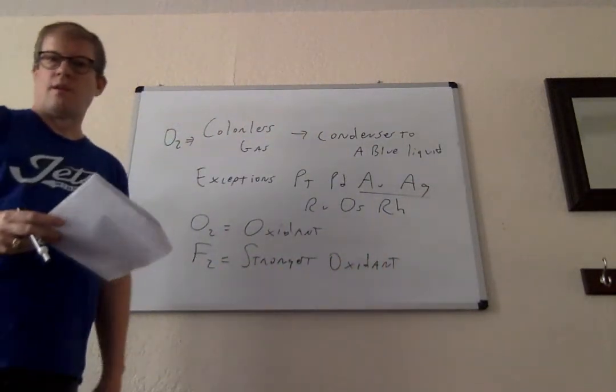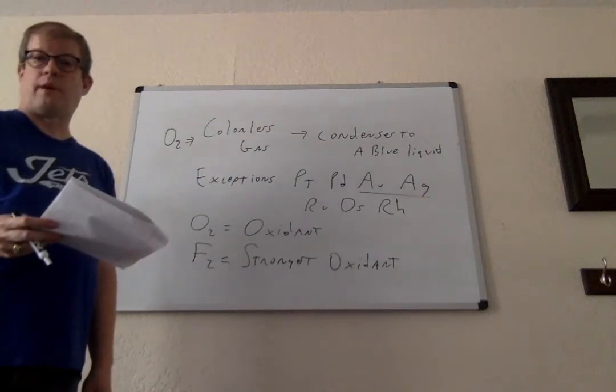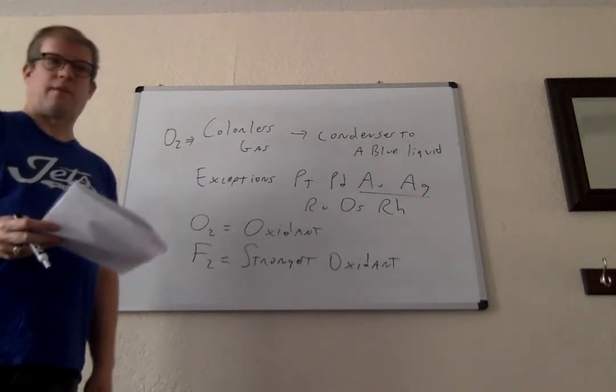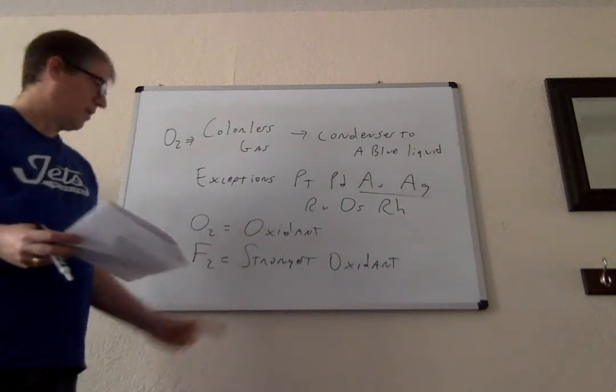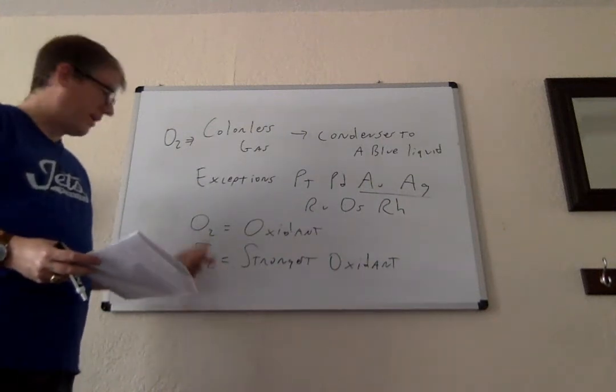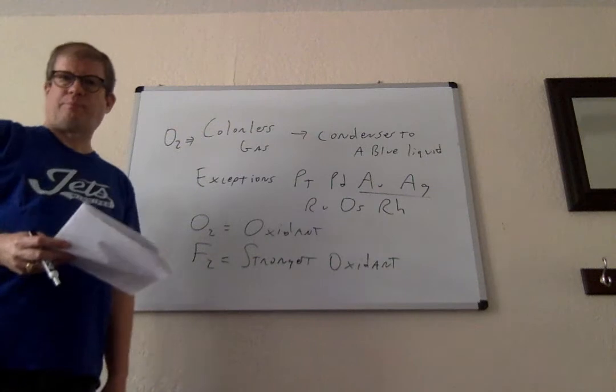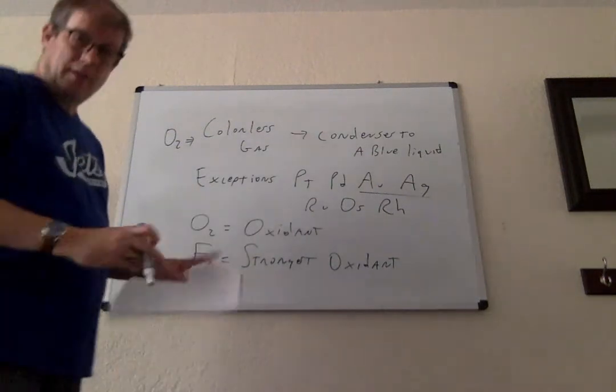Fluorine releases more energy to become fluoride than oxygen does to become oxide. Now, the difference is not that large, but this is definitely a stronger oxidant than O2. So here's a curious thing about that.